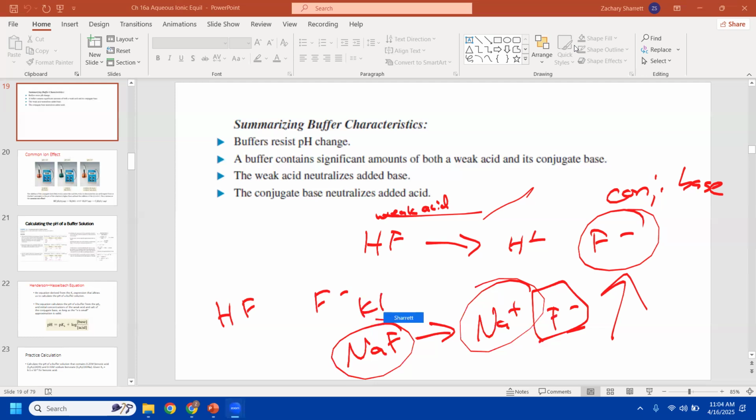You could use KF, you could use LiF. All of these three would give the same kind of effect. Theoretically, you might be able to use calcium fluoride because the calcium is non-pH inducing, but then you have to think about the stoichiometry. And sodium is always pretty much the cheapest of all the ions that we're gonna be dealing with.